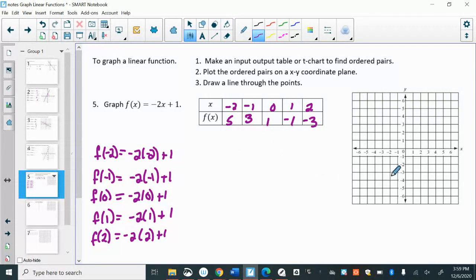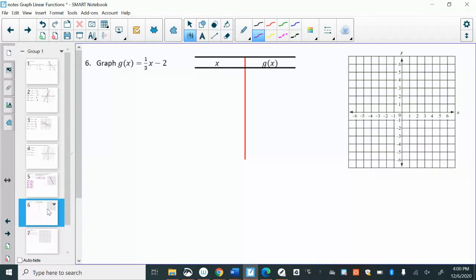Then you want to plot your ordered pairs on the xy coordinate plane. So -2, 5 would be here. -1, 3 would be here. 0, 1; 1, -1; 2, -3. And the last thing you want to do, I'm going to try and make this as straight as possible, is go ahead and connect the dots.